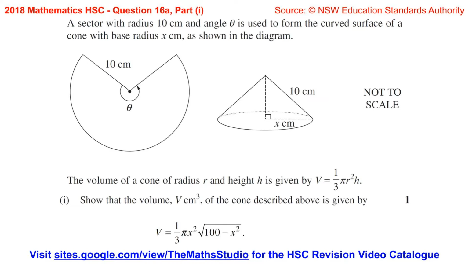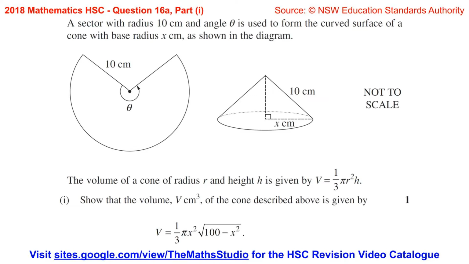Question 16a. A sector with radius 10 centimeters and angle theta is used to form the curved surface of a cone with base radius x centimeters as shown in the diagram. The volume of a cone of radius r and height h is given by V equals 1 over 3 times pi times r squared times h.